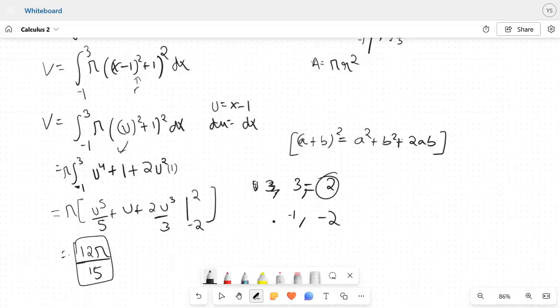In the next video, we are going to be talking about volume by slicing through the washer method.